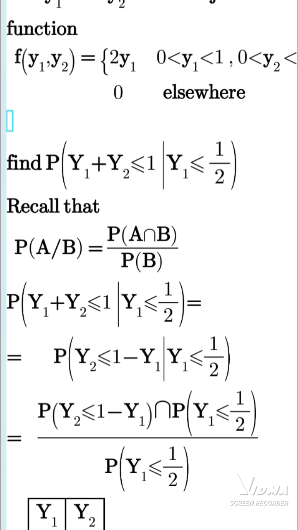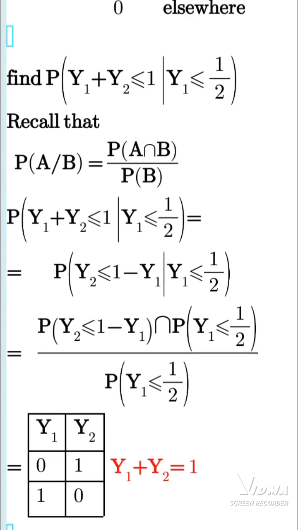Do you understand? So when we make y2 the subject of the formula, we have y2 less than 1 minus y1 given y1 less than 1 over 2. And recall that the probability of A given B is P of A intersection B over P of B. And of course, that is our representation.